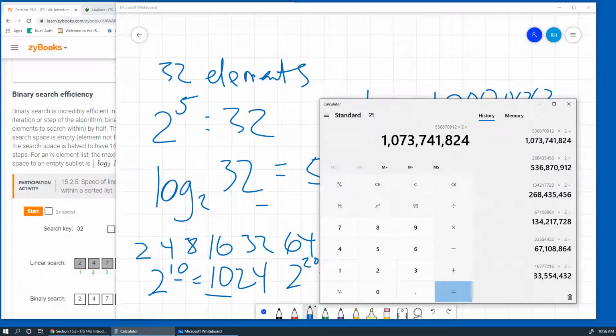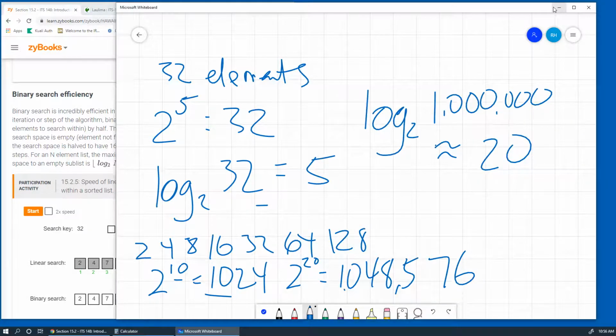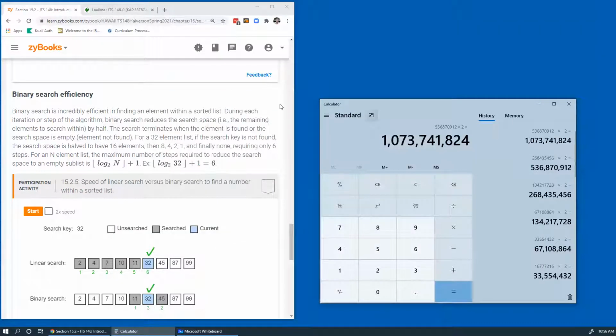So say you have a billion elements in your list, a linear search would take on the order of a billion steps, whereas a binary search, as long as it's sorted, would only take 30, because it's log to the base 2. Log to the base 2 of a billion is about 30, because 2 to the 30th is about a billion. Anyway, that's how I remember it.